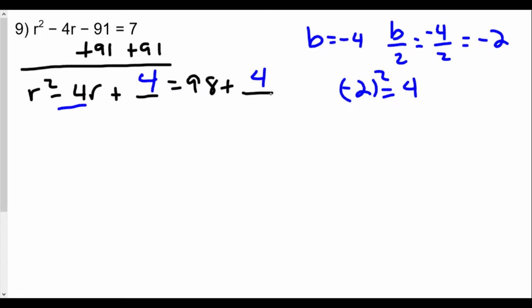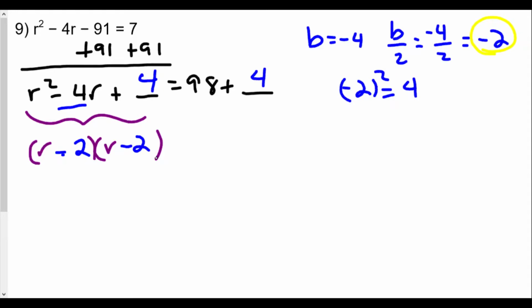Now, some of you are thinking, what happens if there's an odd number? That's okay, because we'll still have the same procedure, right? So we factor, and we end up getting r times r is r squared. And remember we said before that this b over 2 is a number that plugs into the end. So we're going to get, in this case, negative 2 and negative 2. So even the factoring part should not be discouraging us from actually solving this. Now 98 plus 4 is 102.